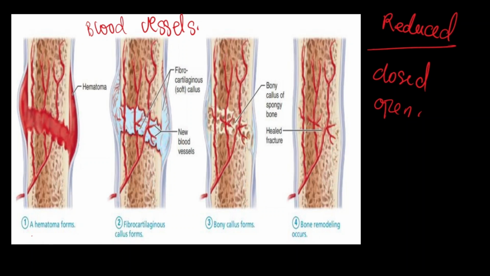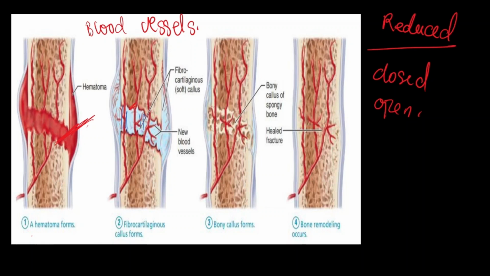And in the next step, we can see that the fibrocartilage callus forms. Now, this callus is a soft callus. As we see, it's a soft callus, and we can also see that within the soft callus, the blood vessels are actually reformed. So initially here in the first picture, the blood vessels had been broken. However, we can see that they are being reformed, and we have the fibrocartilage.